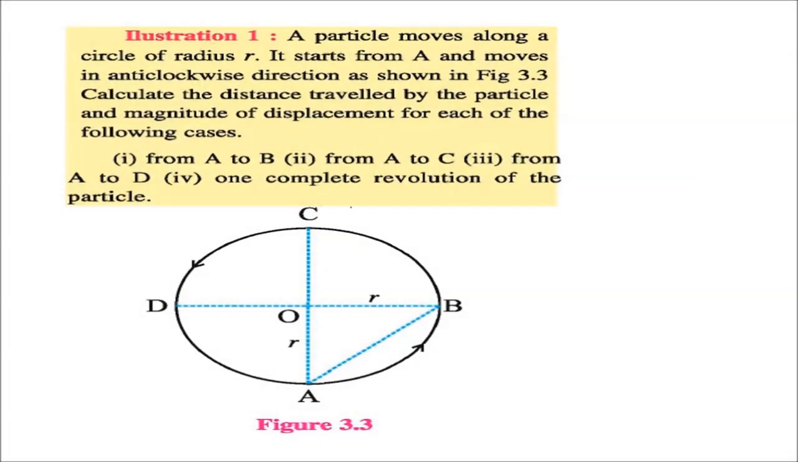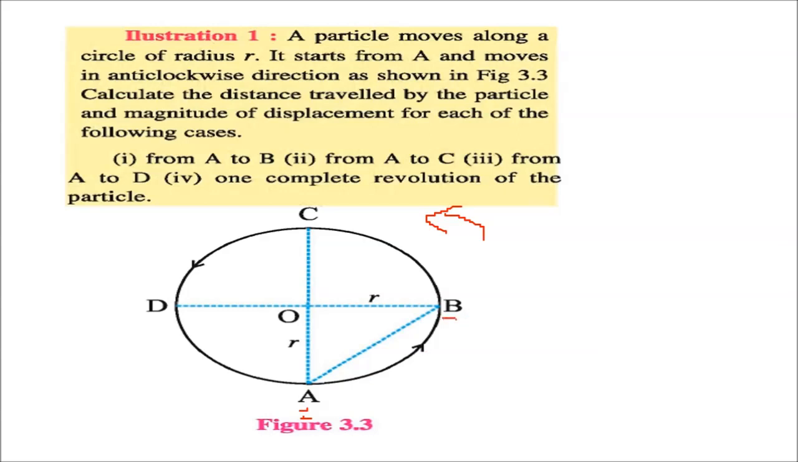So a particle moves along a circle of radius r. It starts from A in anti-clockwise, that is, in the opposite way the clock moves. Calculate the distance traveled by the particle and the magnitude of displacement in each of the following cases. So from A to B.